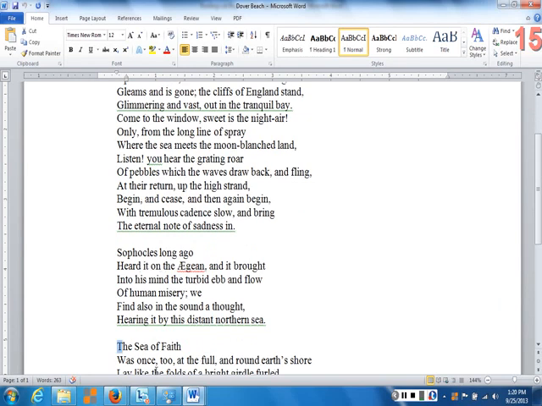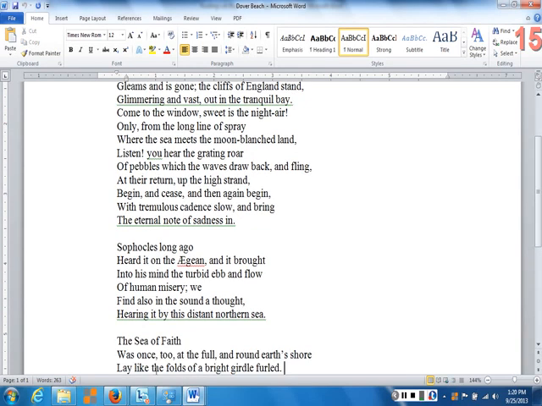What is the thought? The thought is this: the sea of faith was once too at the full, and round earth's shore lay like the folds of a bright girdle furled. That's the thought. Okay, he has told us now.